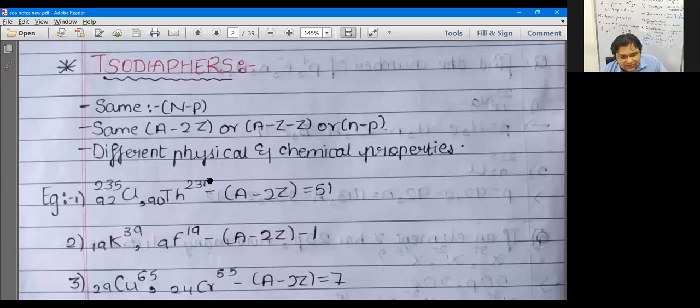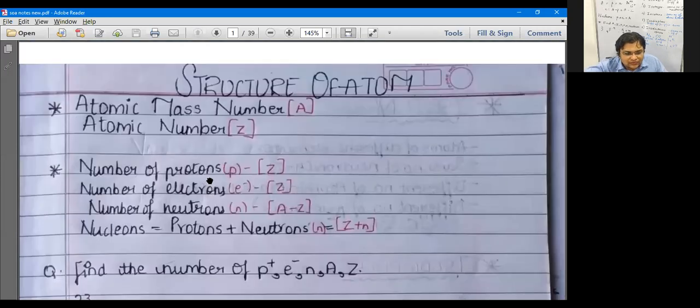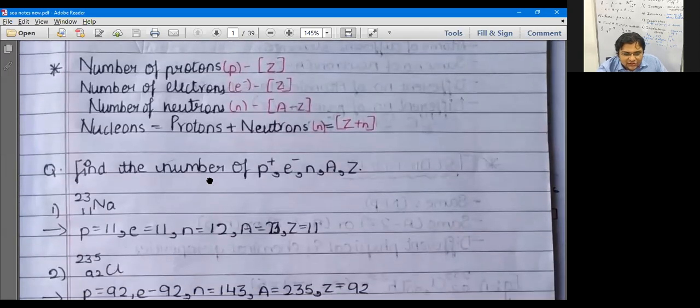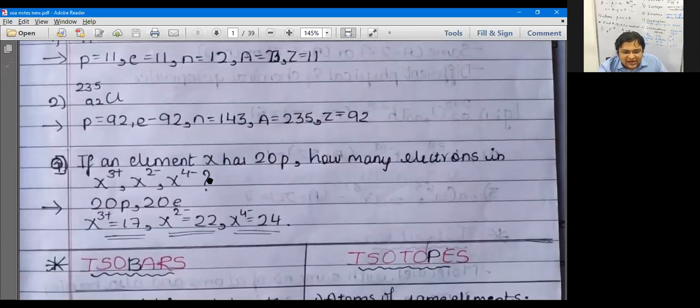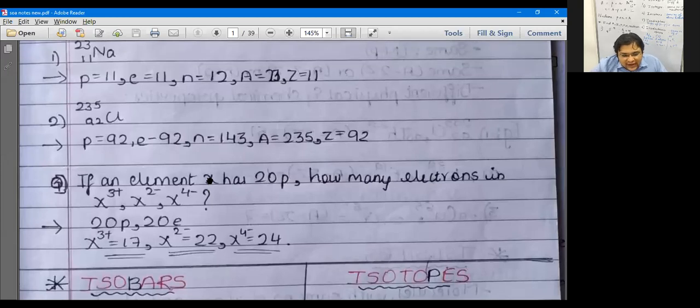Write isodiaphers. Have you understood A minus 2Z? In the first case 51 comes, in the second case A minus 2Z is 1, and in the last case A minus 2Z is 7. Is it clear? Look at every name: isotopes, isobars. Is everything clear? Have you understood how to find protons, electrons? Look at this question: if an element has 20 protons, how many electrons in X3 plus, how many in X2 minus, how many in X4 minus? Do you understand this?